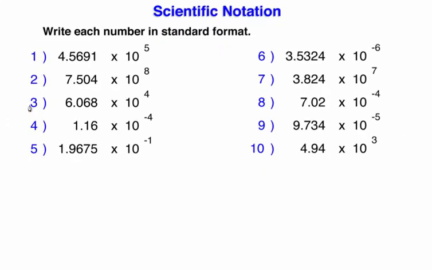I'm going to skip example 3 in this video and go straight to example 4 because I want to talk about what's going to happen now when we have a negative exponent with our 10.